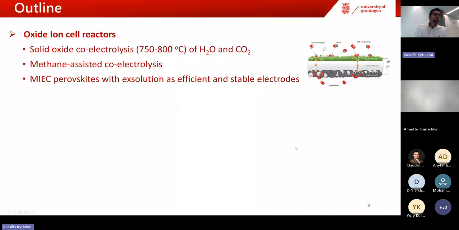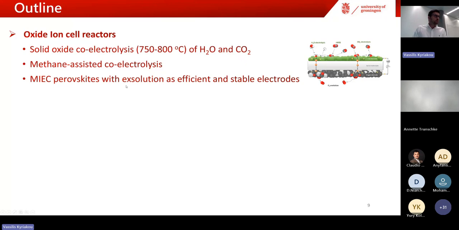So today I'm going to focus on two different types. The first one is the high temperature one. The results and concepts I'm going to show you are for temperatures between 750 and 800 degrees. Of course, they can expand to lower or a little higher depending on the application. I will focus on co-electrolysis, not only hydrogen production but synthesis gas production, hydrogen and carbon monoxide. Another interesting concept has to do with cogeneration by using methane-assisted co-electrolysis systems.